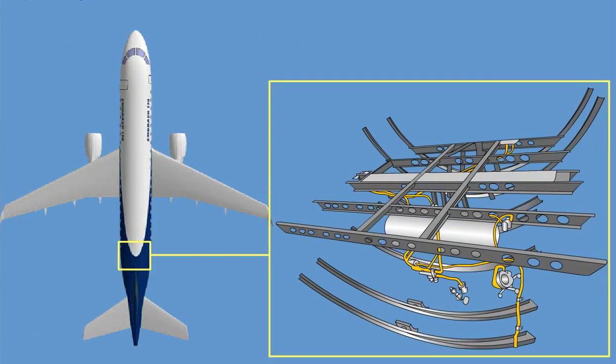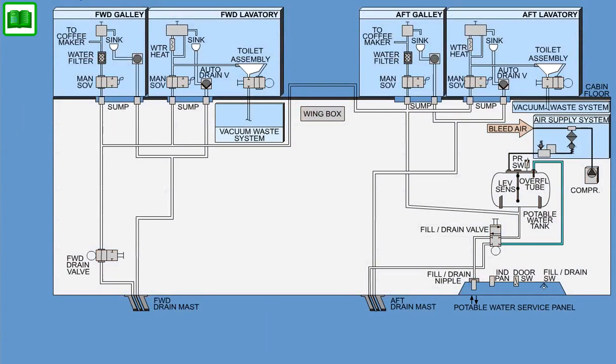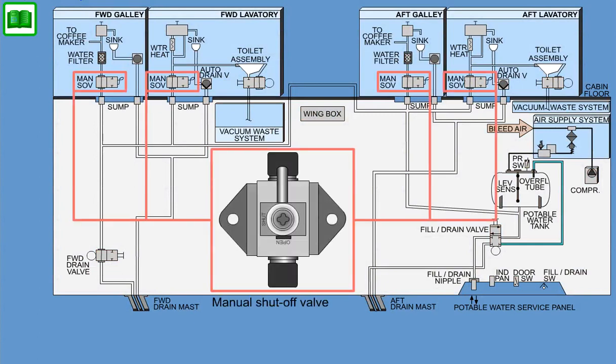Potable water is distributed from a single tap below the potable water tank via the distribution lines. Reinforced supply hoses are installed in the pressurized zone under the floor cabin, except in the wing area, where the water line is routed above floor behind the dado panels. The water lines to each consumer are equipped with a manual shutoff valve for system isolation and maintenance.